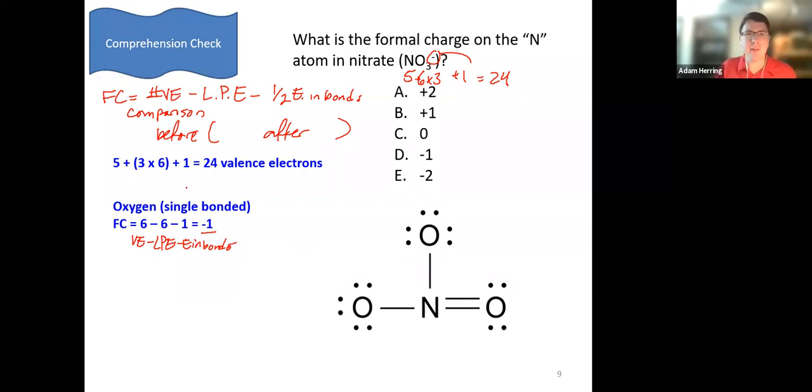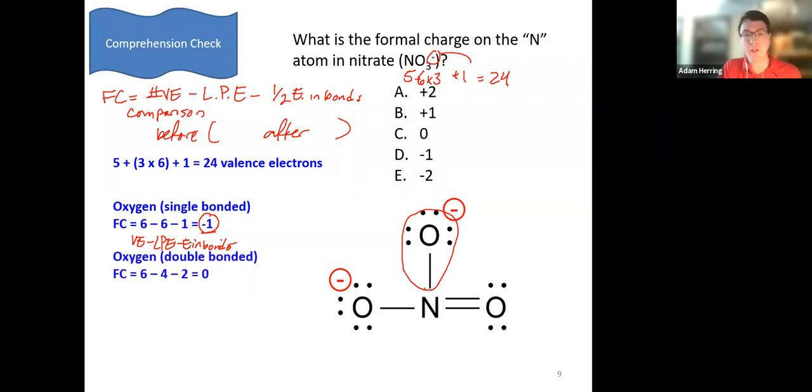Another way you can think about this is that we started with 6 valence electrons. In this molecule, we have 7 valence electrons that oxygen gets to claim. Therefore, it has gained 1 electron. 1 electron has a charge of -1. For the doubly bonded oxygen, it has 6 valence electrons, 4 lone pair electrons, and then it gets to count half of the electrons in the bonds, so that is 2, leaving it with a formal charge of 0.